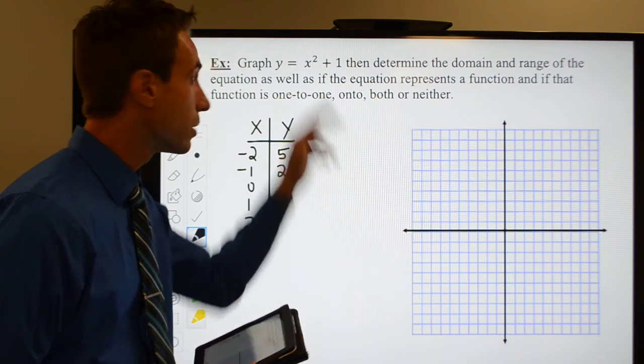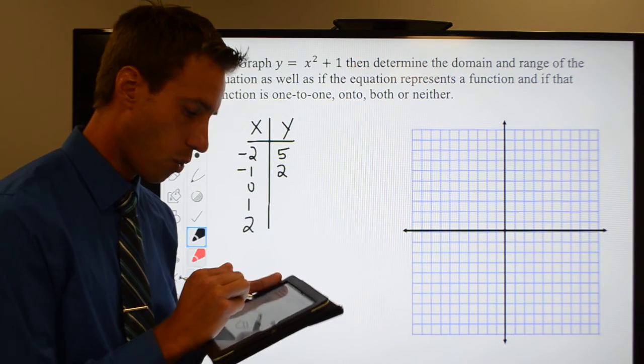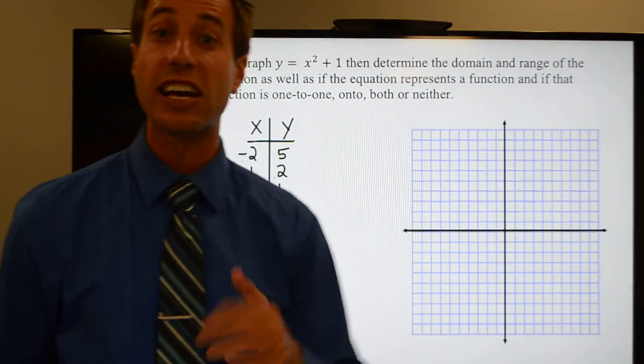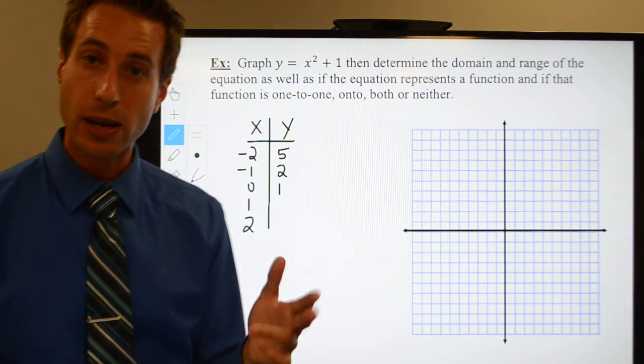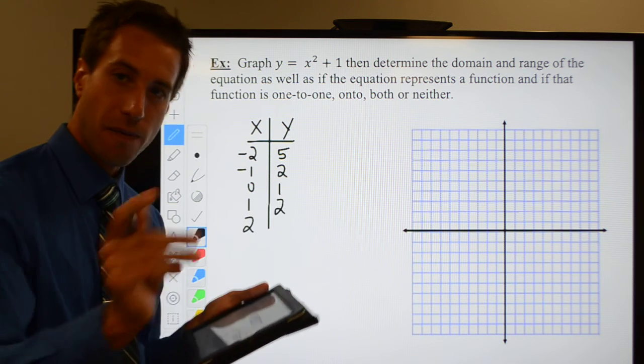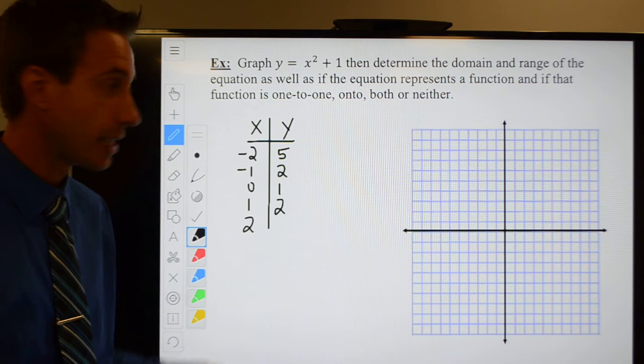I plug in a 0. Well, 0 squared is 0, and 0 plus 1 is just a 1. Now I'm going to plug in a 1. Well, 1 squared again is 1, and 1 plus 1 is 2. So I wind up with a repeat value. That's okay, but that shows up twice. I have 2 twice in my range.